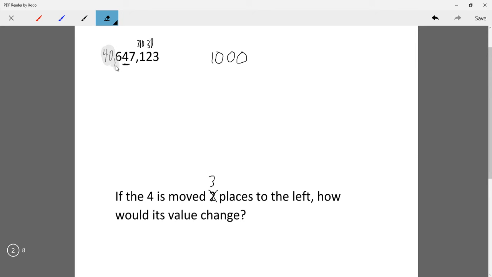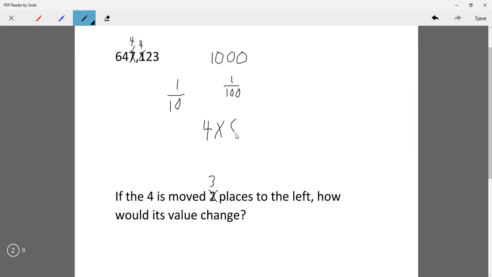Now if we were to move it to the right, there are a couple of ways to say it, but if we move it to the right one, then it becomes worth 1/10. Okay? So if we moved this 4 and crossed out this 7 and moved the 4 here, this 4 would be worth 1/10 of this one. Now if we moved it 2 spaces, it would be worth 1/100th.